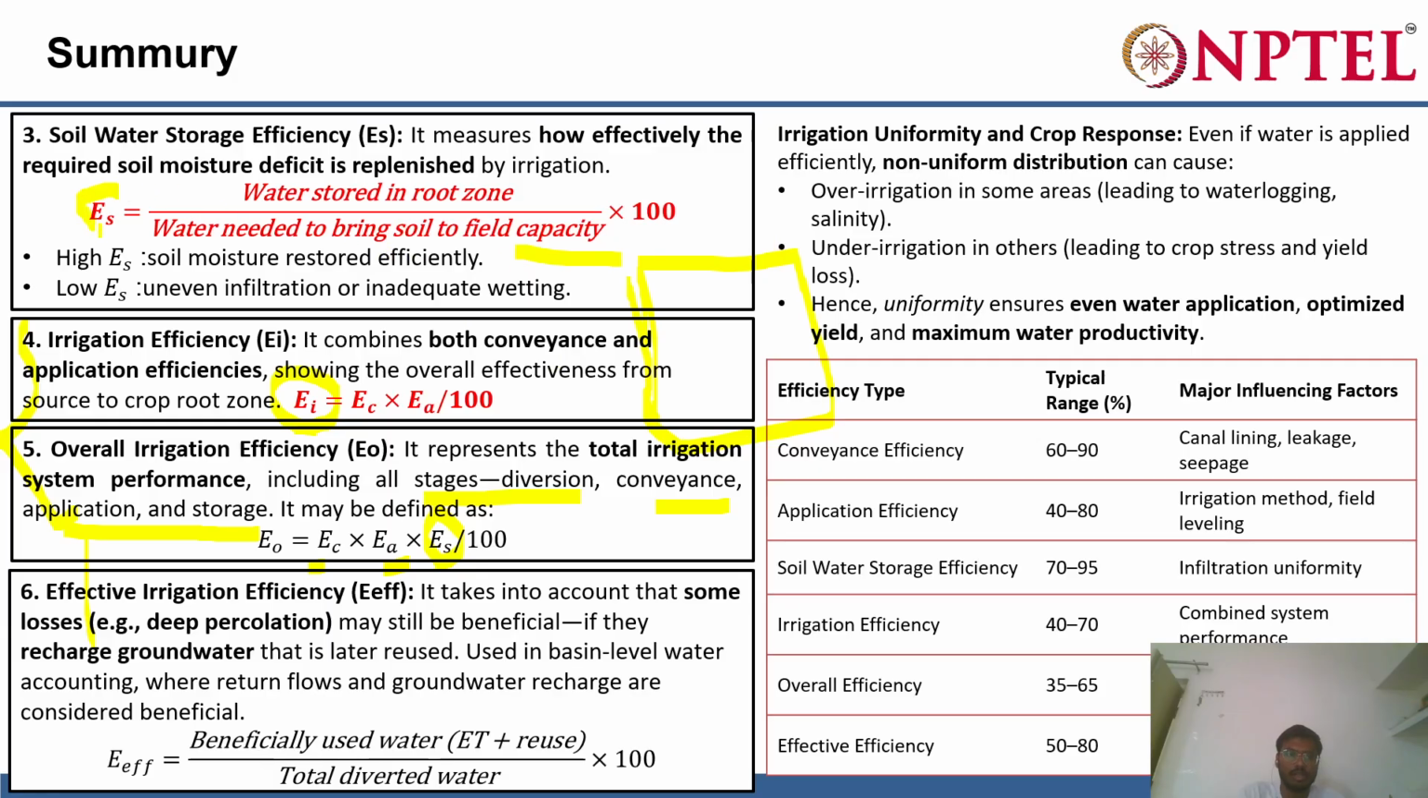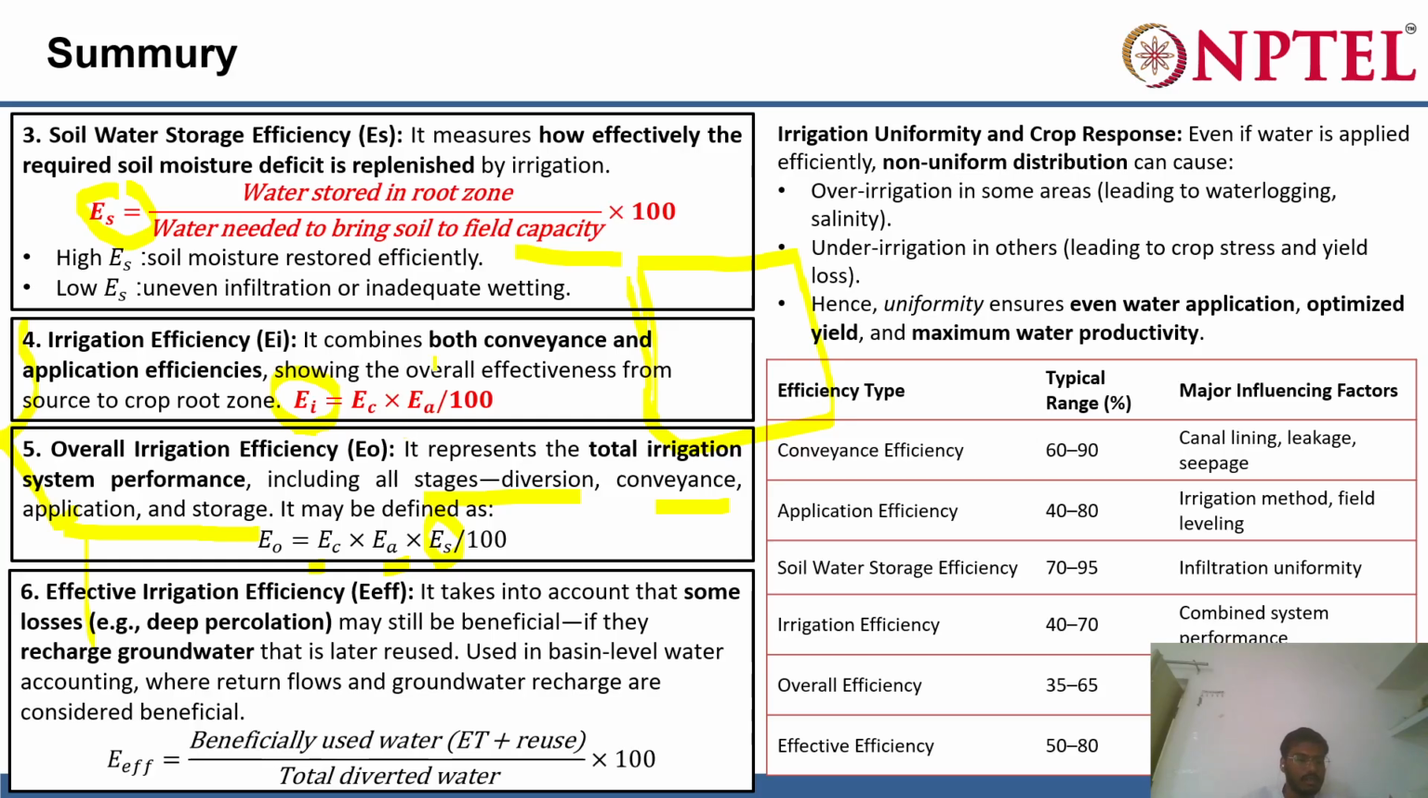So that is your water storage efficiency. And if you multiply that with the conveyance and application efficiency, you will get the overall irrigation efficiency. Then your effective irrigation efficiency takes into account some losses like deep percolation that can still be beneficial if they recharge groundwater for later reuse, and it is used in basin-level water accounting where return flows and groundwater recharge are considered beneficial.